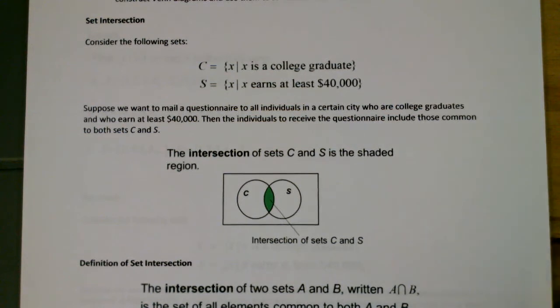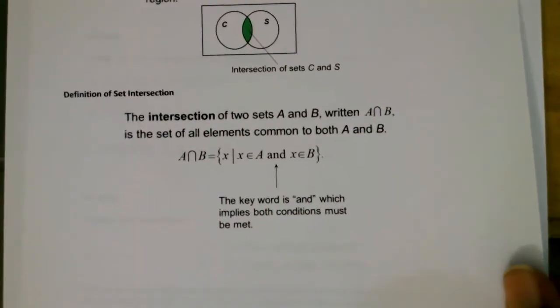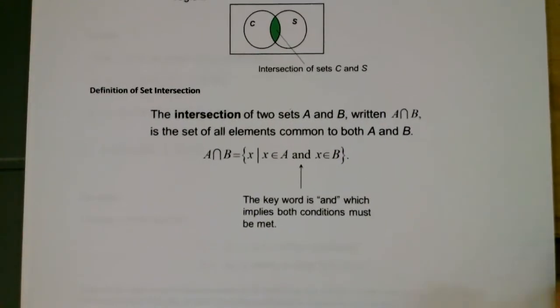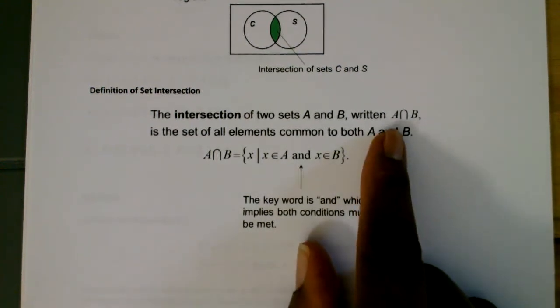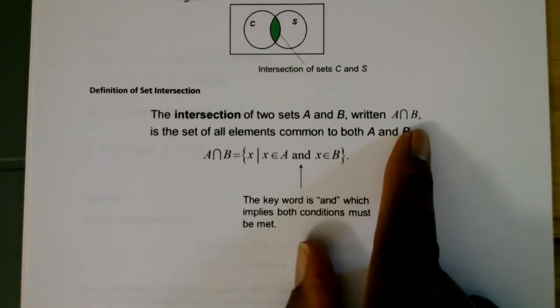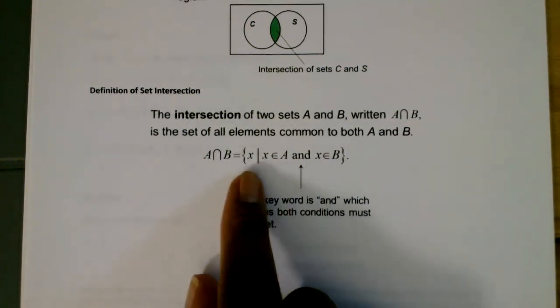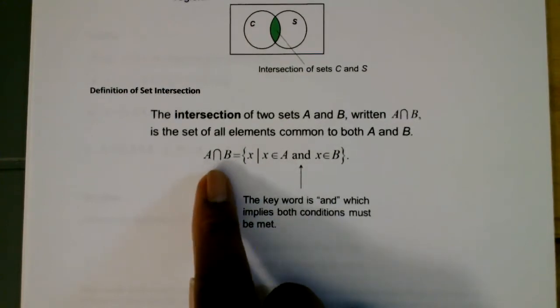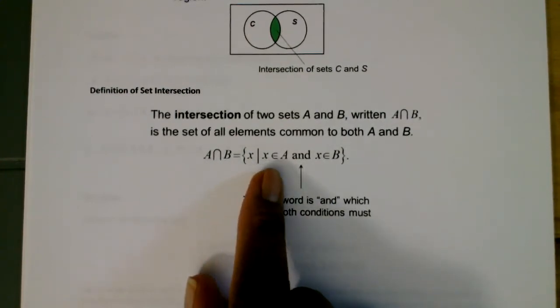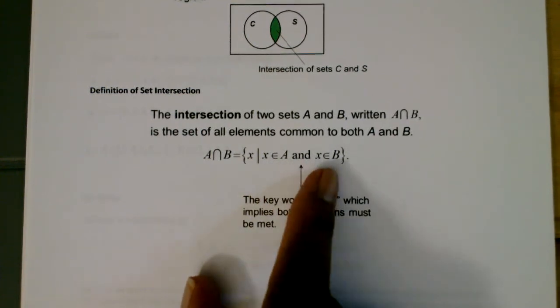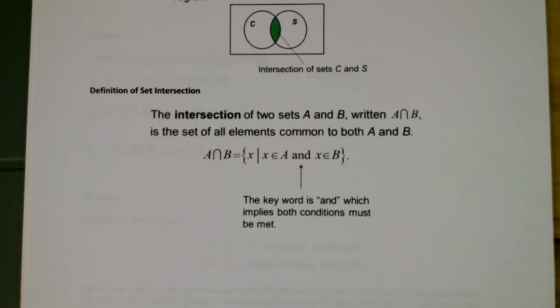Now, this leads us to the definition of set intersection. The intersection of two sets, A and B, is written like this, and we can say this is A intersect B. That is the set of all elements common to both A and B. In set builder notation, the intersection of A and B is the set of all X such that X is an element of A and X is an element of B. The key word in this case is the word "and." That implies that both conditions must be met.